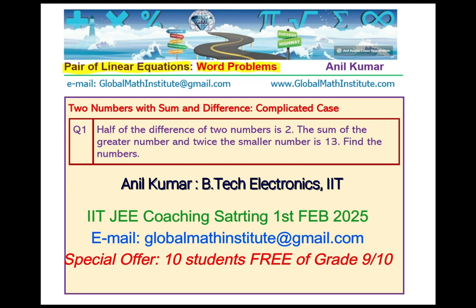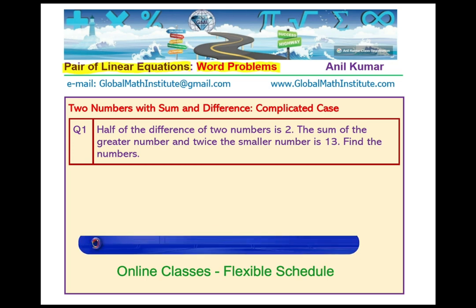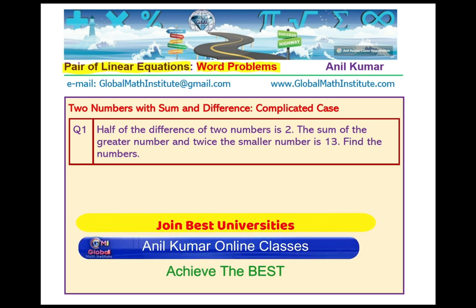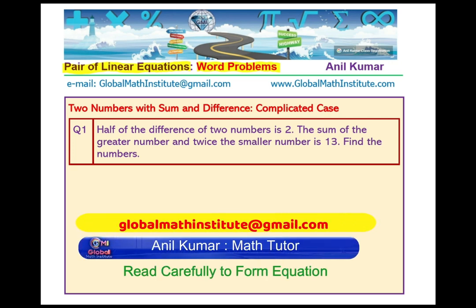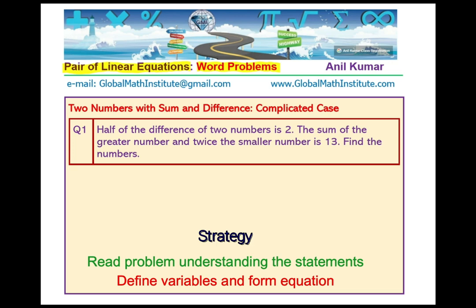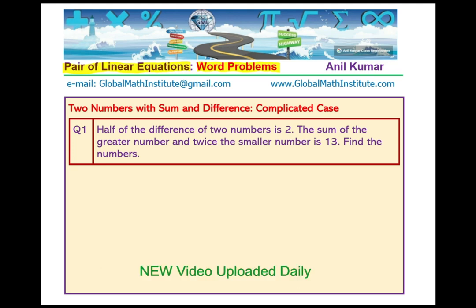Great. Let's begin with the solution of the first question here. Strategy is simple. Define variables, write expressions, equate them to equations, solve them using substitution or elimination method. Write answer in a complete sentence. Right. So question number 1 is: half of the difference of two numbers is 2. The sum of the greater number and twice the smaller number is 13. Find the numbers. So let's define the numbers as variables.